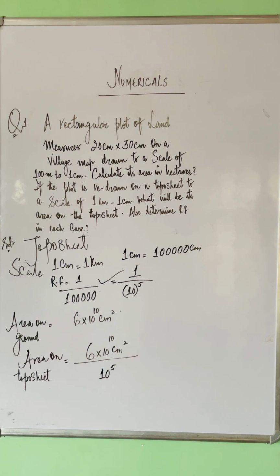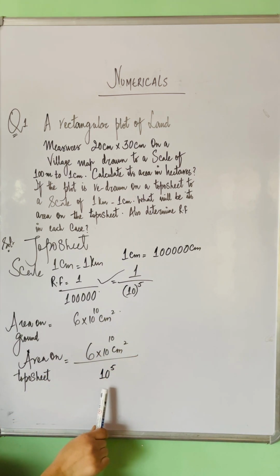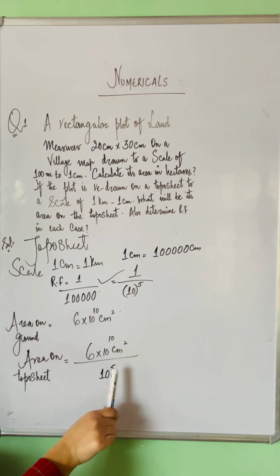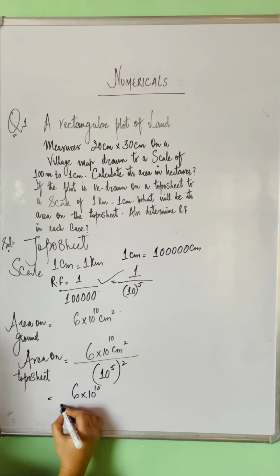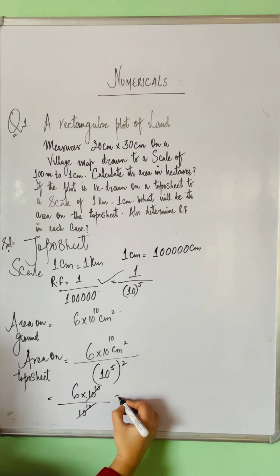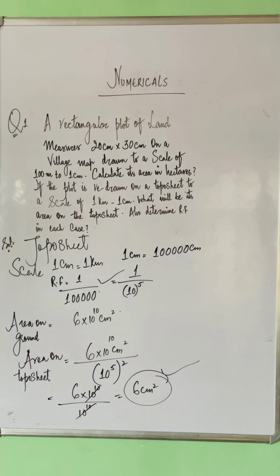So if I have to redraw it on this topo sheet, area on the topo sheet will be 6 into 10 raised power 10 centimeter square, which is the actual area on the ground, divided by the scale, which we have to use for this topo sheet. But since we are dealing with the areas, square of it. Six centimeters square will be the area of this rectangular plot of the land if it has been redrawn on a topo sheet with a scale of 1 kilometer to 1 centimeter. I hope you understood the question, right? So let's move on to the next question.